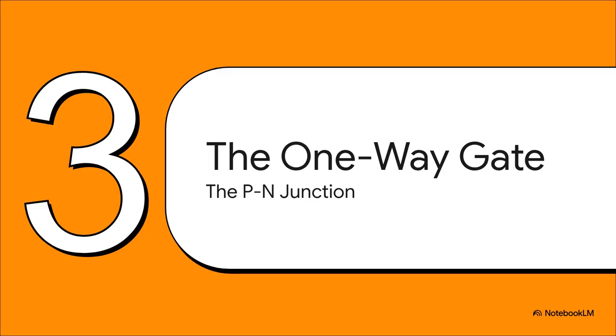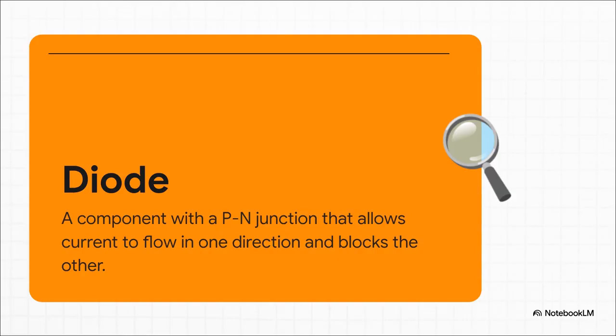Now for the big moment. This is where it all comes together. What do you think happens when we take a piece of our N-type silicon with all its extra electrons and stick it right up against a piece of our P-type silicon with all its empty holes? We create something called a p-n junction. And in doing that, we've just built the single most fundamental component in all of electronics. We've made a diode.